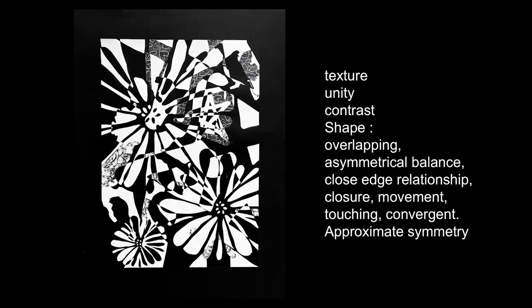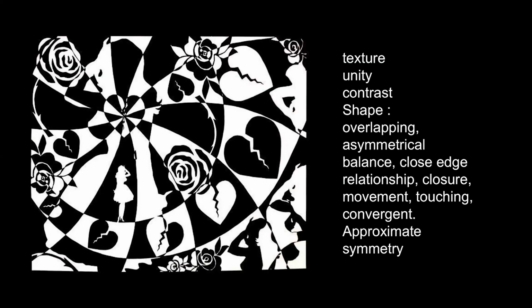We have shape projects also that take into consideration texture, unity, contrast, shape, doing objects, doing things with your shapes, overlapping, close-edge relationships, closure, movement, touching, convergent, approximate symmetry. They're also working off the rule of thirds to show that they've used this. So you are working totally off of your principles and elements of design, but you are also going to do a design as a whole. You're not handing in a little piece of paper with some disembodied image hanging in the page, you have to make a complete composition.